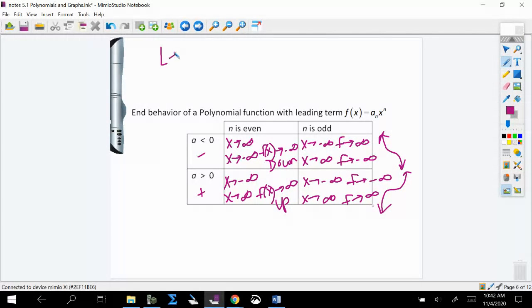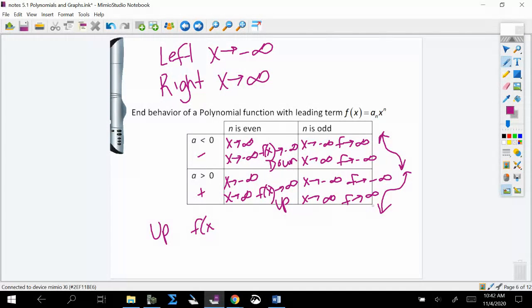I guess the biggest thing to kind of recap, when it's talking about the left end behavior, it's talking about what happens to negative infinity. When it talks about your right end behavior, it's talking about the x's as they go to positive infinity. If you're trying to describe something as going up on the ends, you're saying that the function is going towards positive infinity. And if you're trying to describe that something goes down on the end, then your function is going to negative infinity. That's kind of an overall recap of how to do end behavior.